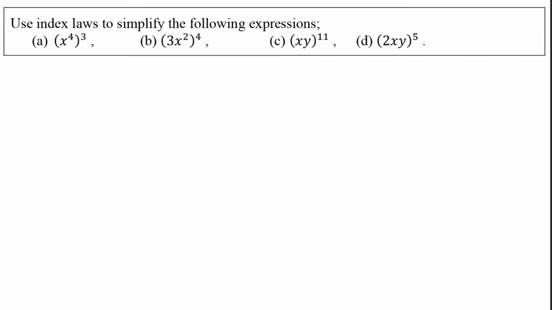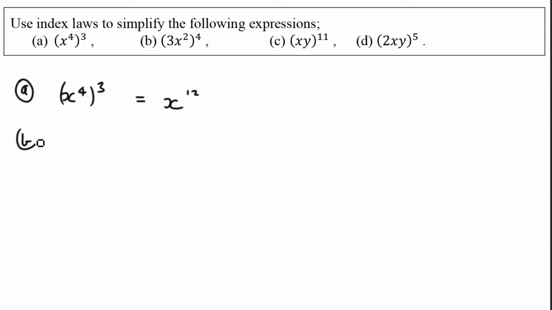Some more expressions to simplify using index laws. In part A, we have to simplify x to the 4 to the power of 3, and we have an index law that tells us that when we do this, we have x to the power of 4 times 3, so that can be written much more concisely as x to the 12.